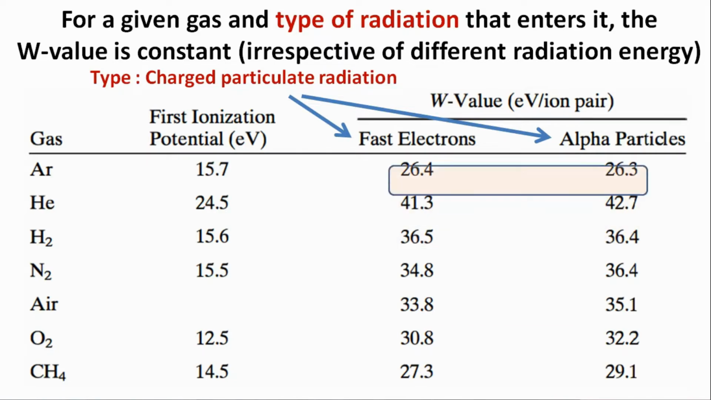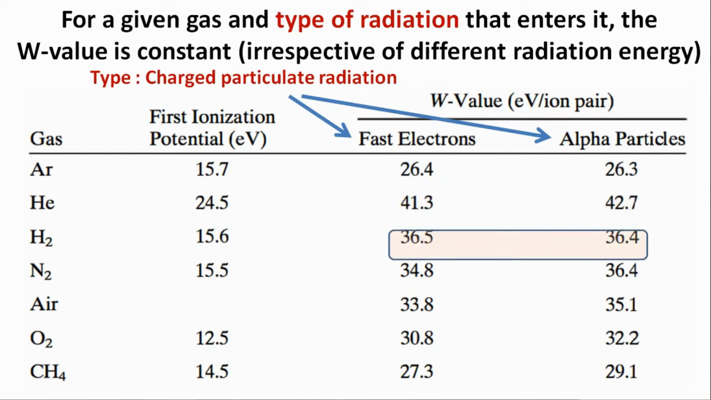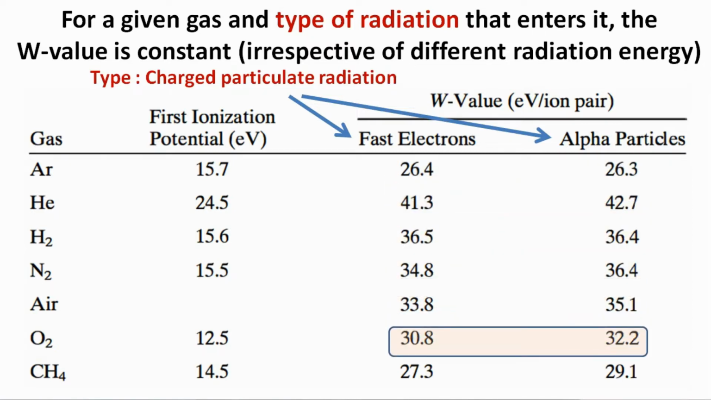And you can see that for a given gas and the type of radiation, here the type of radiation is charged particulate radiation, as you can see. So these fast electrons and alpha particles fall into the category of charged particulate radiation. So ये इनकी type है. And for a particular gas, you can see that this is nearly constant. The W value is nearly constant for the type of radiation involved, irrespective of different radiation energies. Fast electrons and alpha particles can be of varying energies, but you can see that empirically it has been observed. If you fix a gas, the W value is nearly constant.